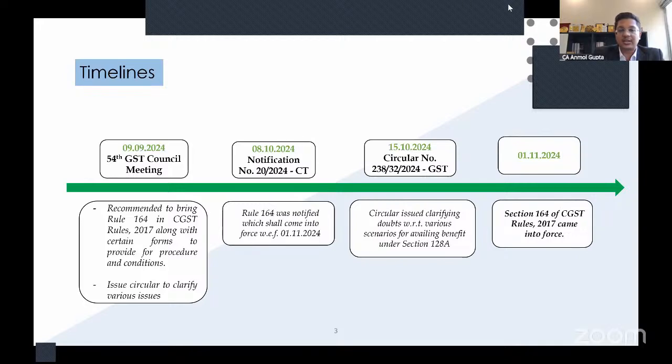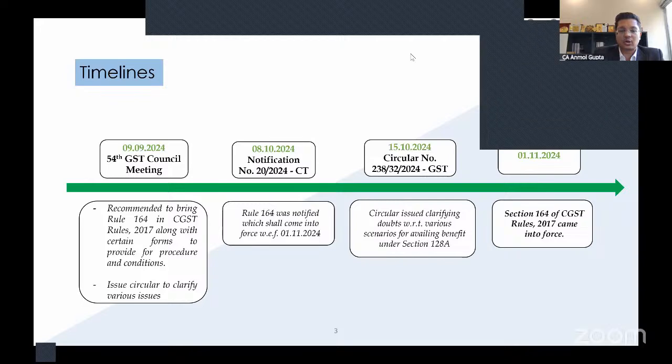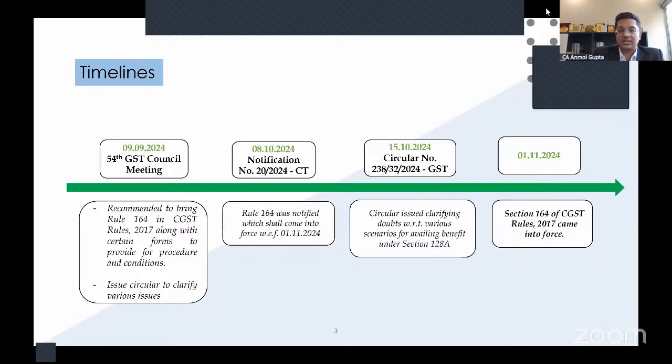Many a times when I give a lecture on this particular topic, I feel that there are many queries coming up from the participants, which if we go through this circular, the circular number 238, we'll get our queries answered. So it is a very, very important circular. It is an elaborate 15-page circular. It covers each and every aspect that you probably may be having issues with.